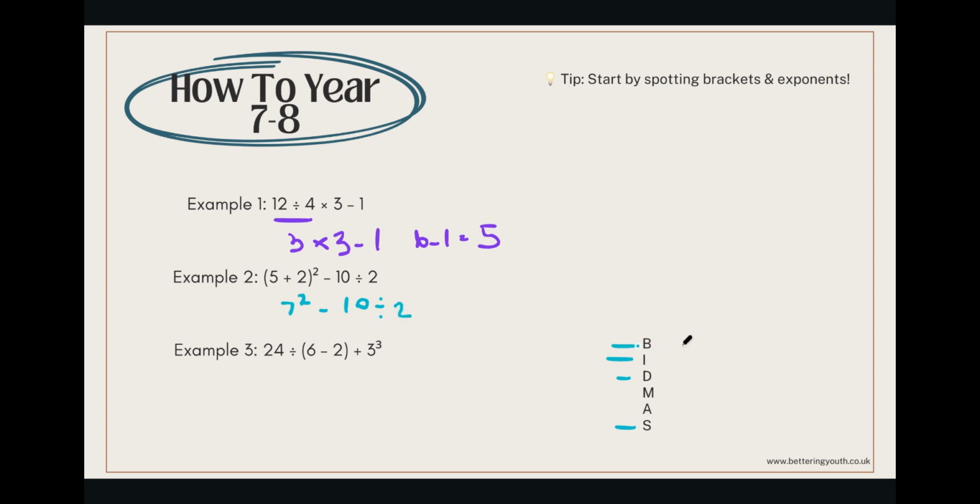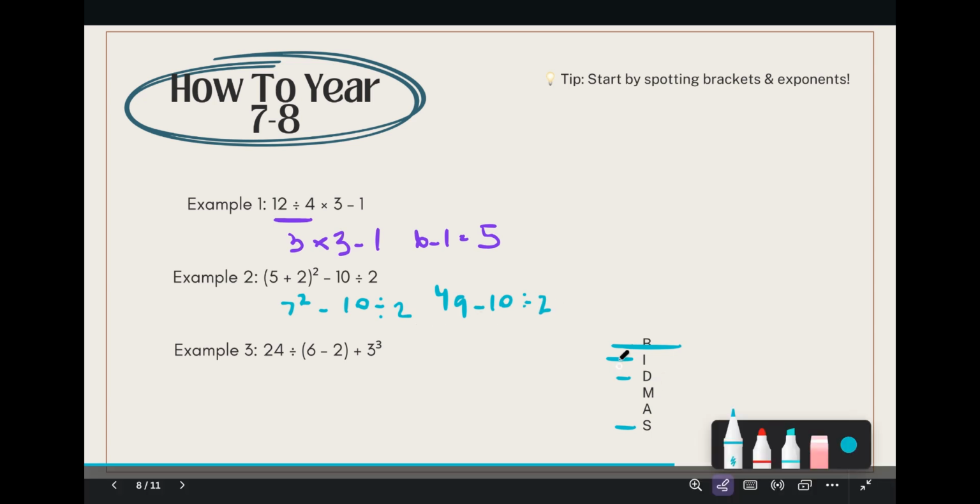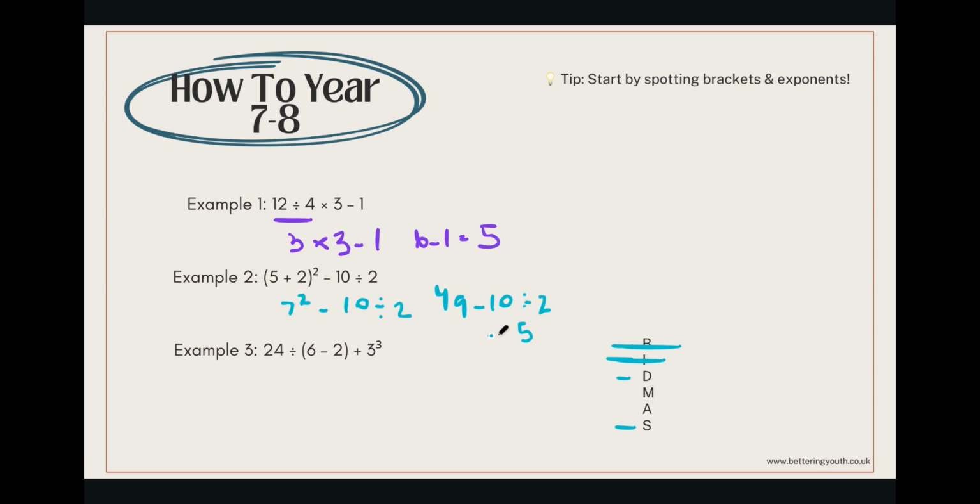Now we're going to do our indice. 7 times 7 is 49. So we have 49 minus 10 divided by 2. Now you might be tempted to just do 49 take away 10, but remind yourself we have to do division next. So 10 divided by 2 is 5. Finish writing out the equation. 49 take away 5, that answer is 44.